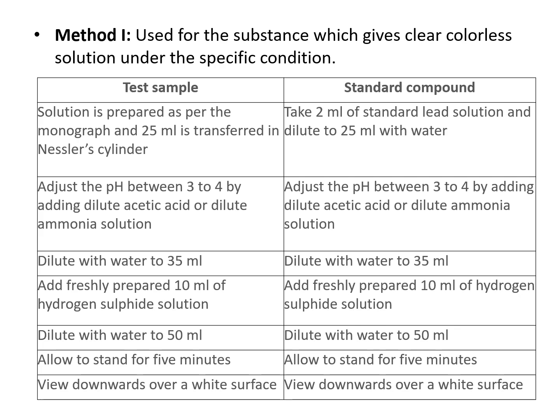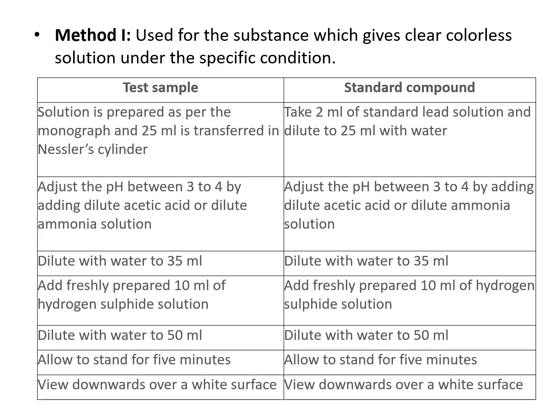We need two Nessler cylinders, a test Nessler cylinder and a standard Nessler cylinder. For method 1, we are using 25 ml Nessler cylinders. The test solution has to be prepared based upon the monograph procedure and transferred into a 25 ml Nessler cylinder. For the standard solution, take 2 ml of standard lead solution and transfer it into a Nessler cylinder.